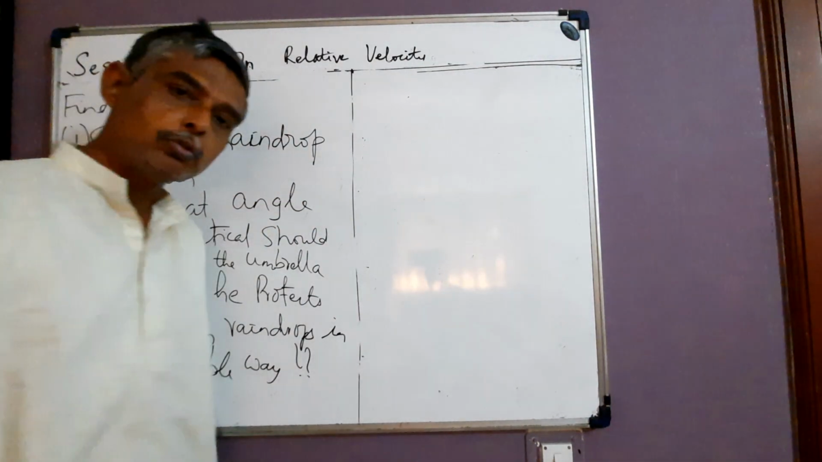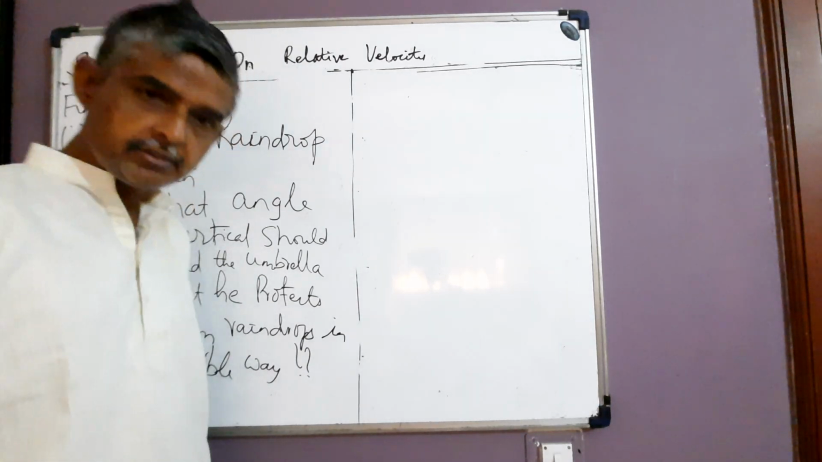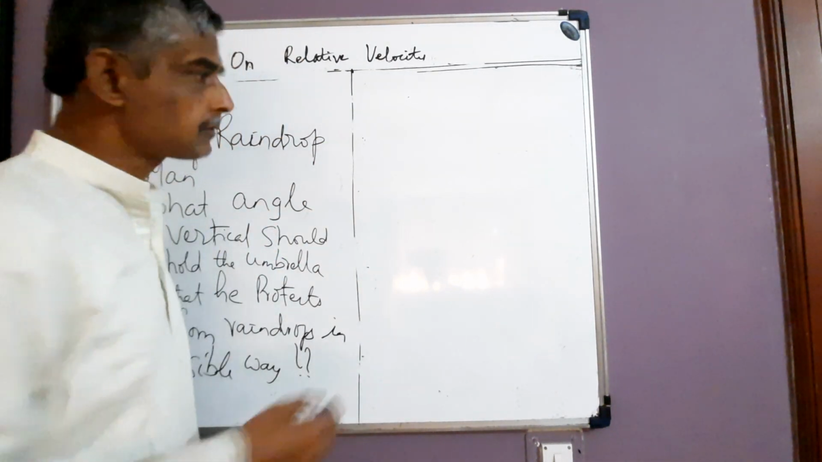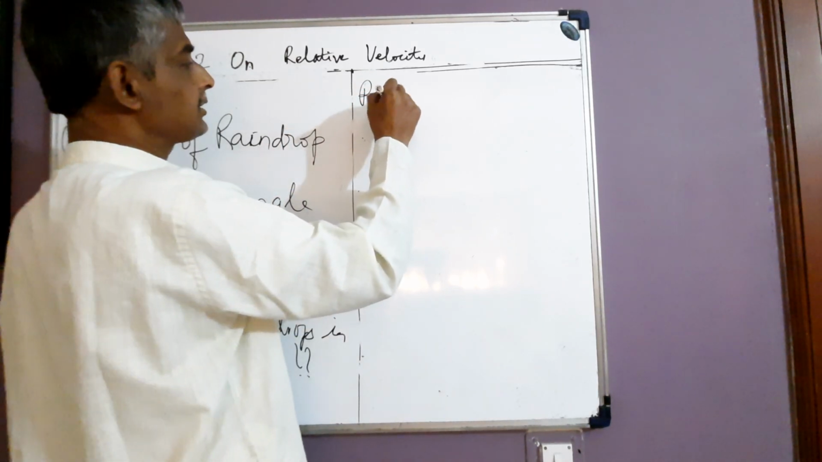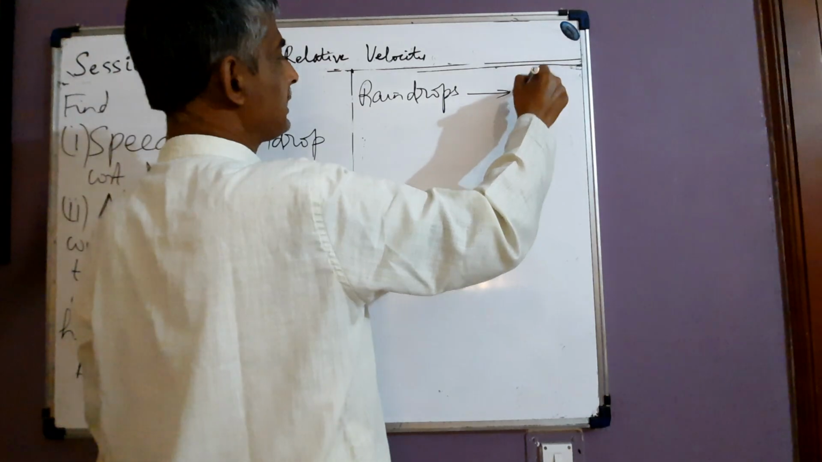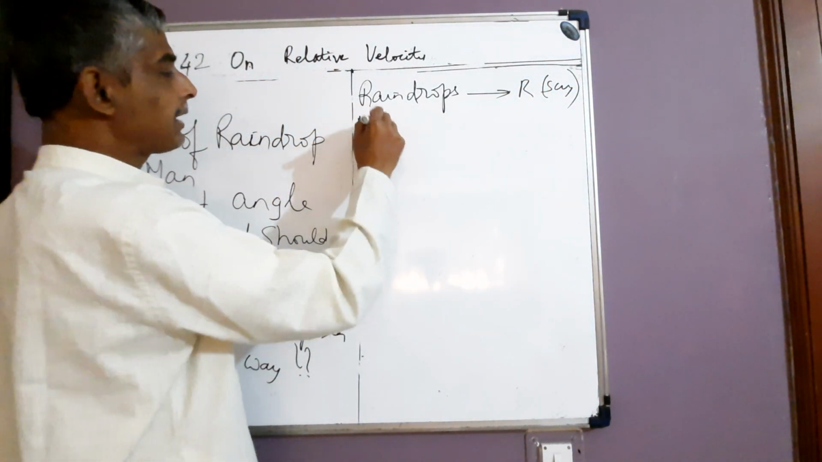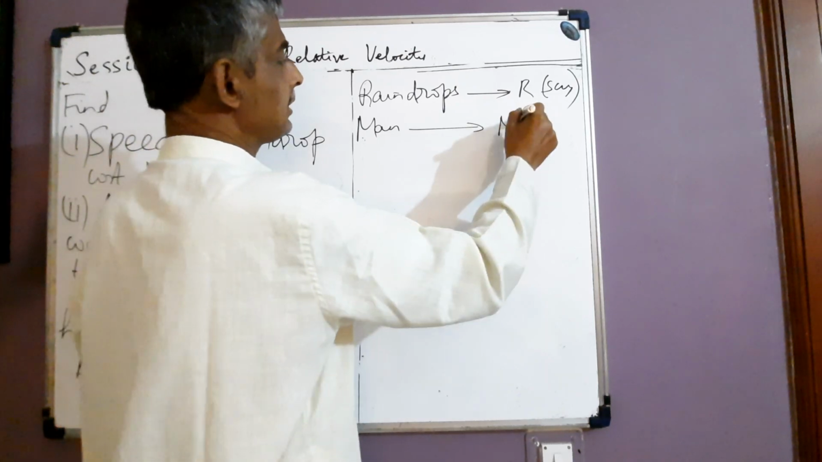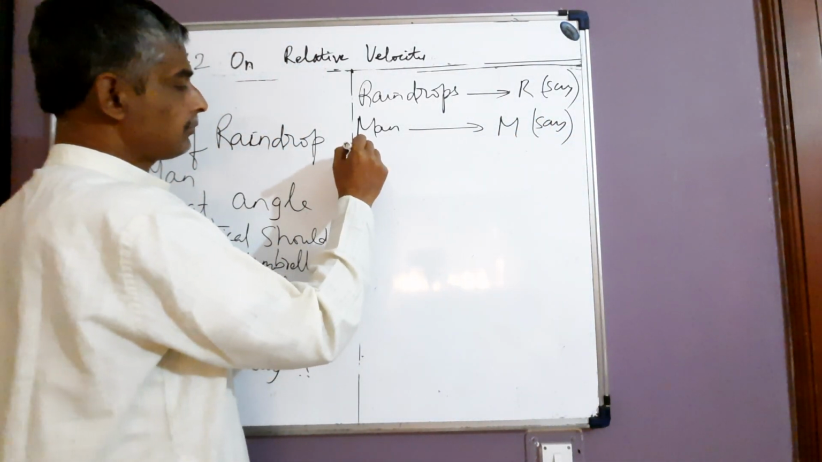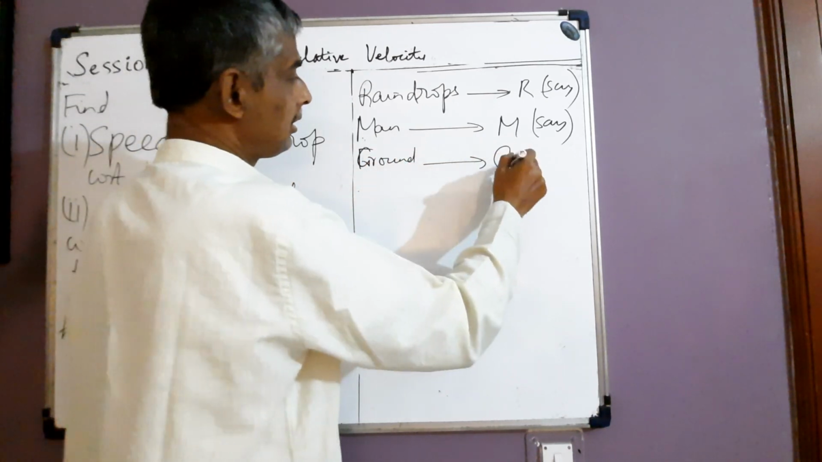Now first, we identify the objects and frames under consideration. First of all, what is the thing which is being observed? Raindrops. So the object under consideration is raindrops, which is denoted by R. Then the frames: the man is a frame, M say, and F is ground, G say.